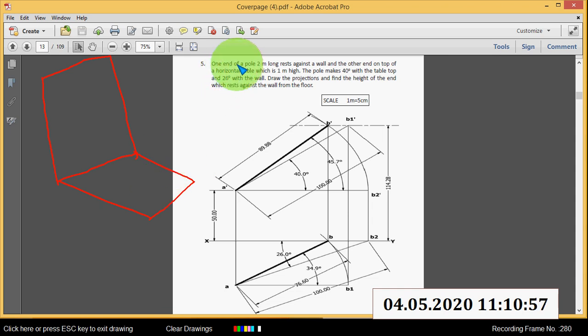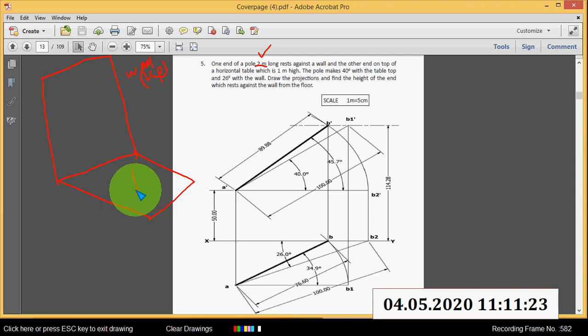Then here you can see one end of a pole, 2 meter long. So the length of the pole is 2 meter. It rests against a wall. Wall means vertical plane. So this is the vertical plane. It rests against a wall and the other end on the top of a horizontal table which is 1 meter height.